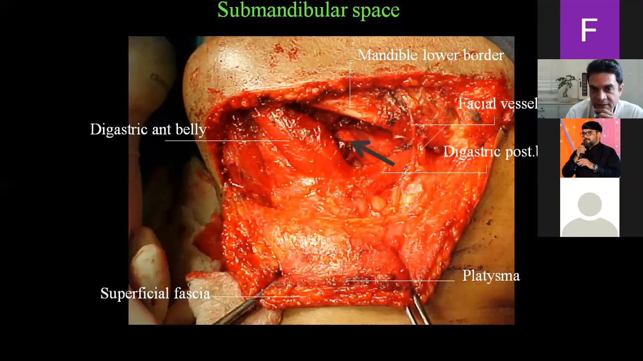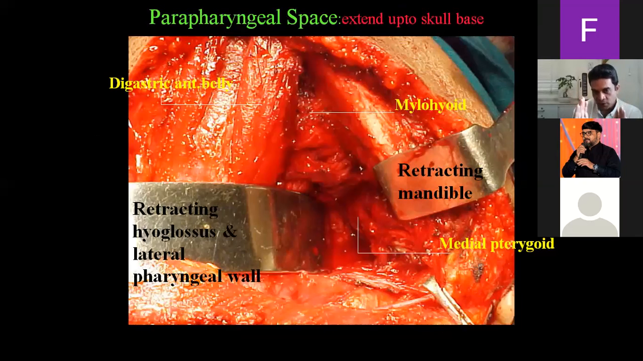So this is the submandibular space, and this is taken from below. An inferior shot is taken. Now you can see that the anterior belly of the digastric is retracted, and the hyoglossus and the lateral pharyngeal wall are also retracted. This is the medial side of the mandible, and now you can see that this is the lateral pharyngeal space. This is the medial portion of the mandible. This is the medial muscle which has been retracted medially, and between the mandible and the muscles is the lateral pharyngeal space.